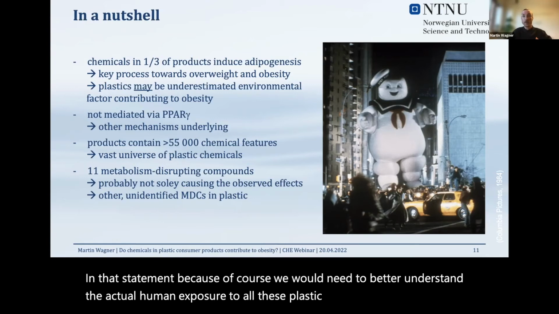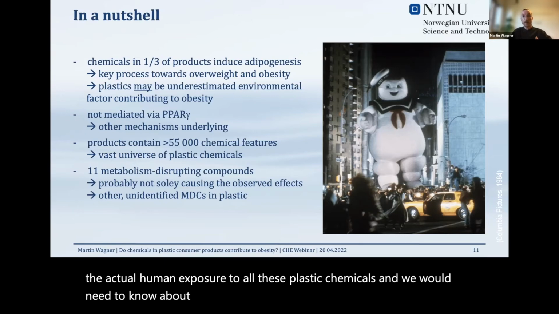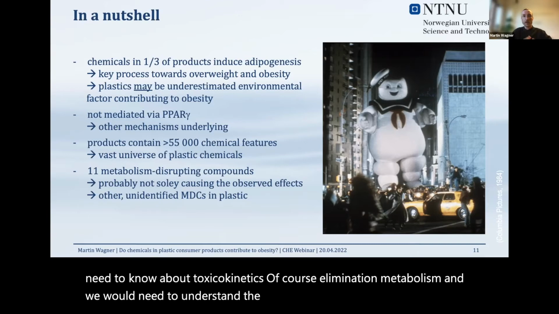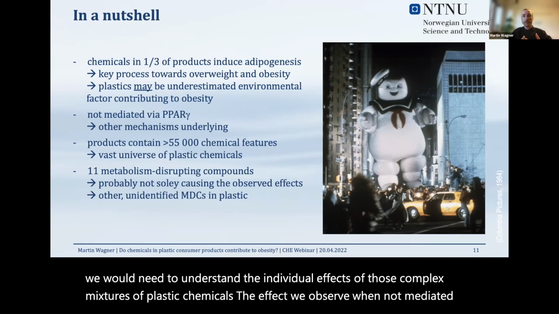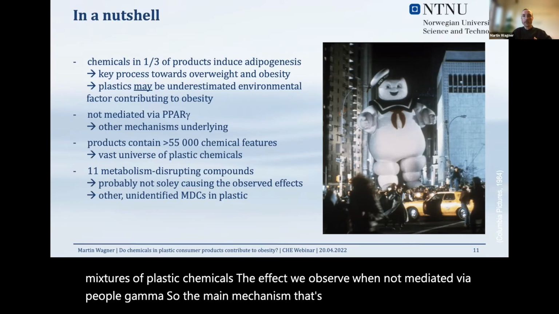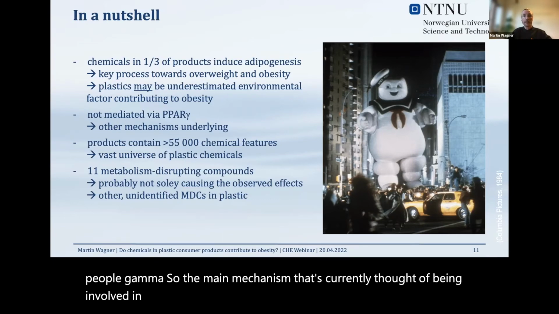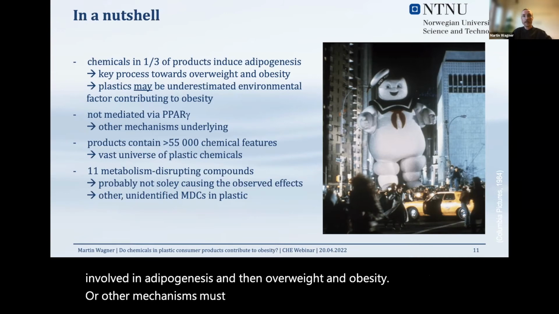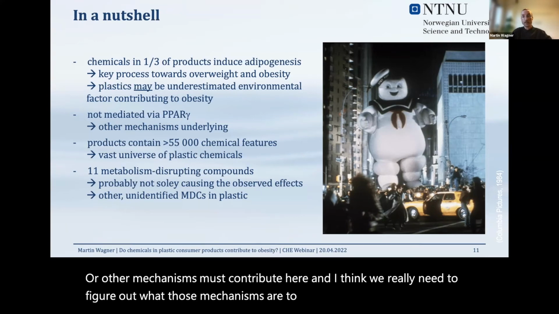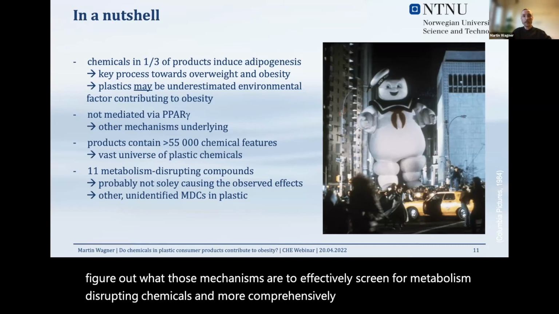And we would need to know about toxicokinetics, of course, elimination, metabolism, and we would need to understand the in vivo effects of those complex mixtures of plastic chemicals. The effects we observed were not mediated via PPAR gamma, so the main mechanism that's currently thought of being involved in adipogenesis and then overweight and obesity. So other mechanisms must contribute here. And I think we really need to figure out what those mechanisms are to effectively screen for metabolism disrupting chemicals and more comprehensively screen for those compounds in the future.